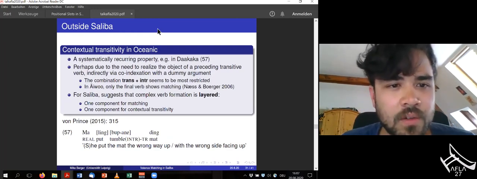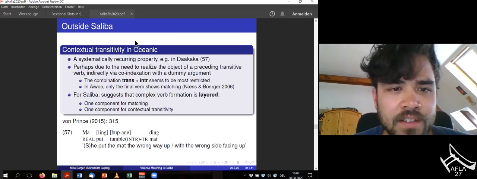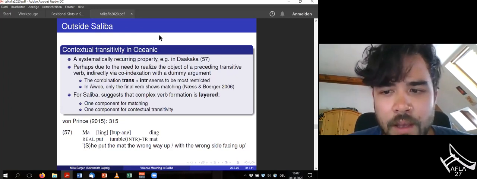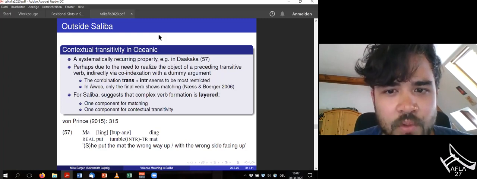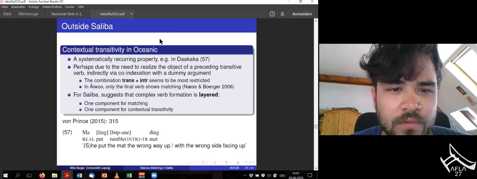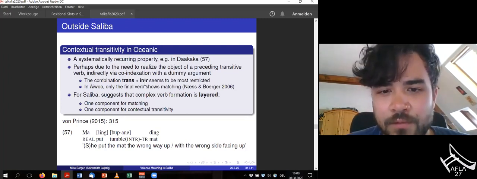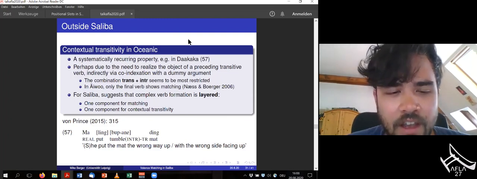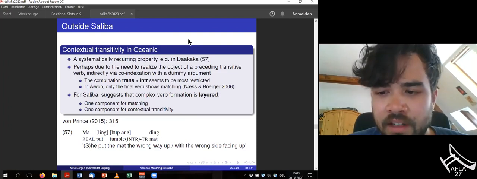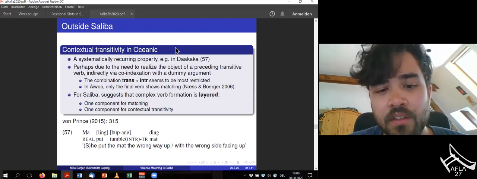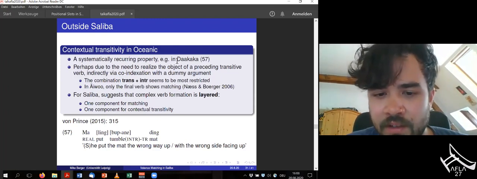Okay, so let's see. So contextual transitivity is a systematically recurring property in Oceanic. I've given you a Dakaka example in 57. I'm guessing that this is due to the need to realize the object of a preceding transitive verb sort of indirectly via co-indexation with a dummy argument. In general, it seems that the combination transitive verb plus intransitive verb is the most restricted one. And for Saliba, at least, this suggests that complex verb formation might actually be layered in that there's one component which gives you matching, and there's another component which gives you contextual transitivity. Okay.